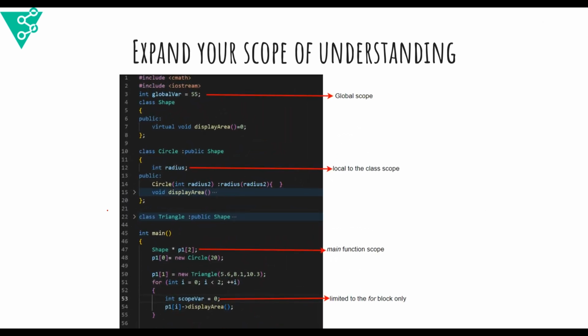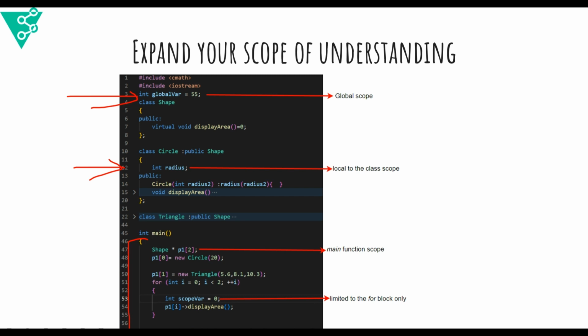Let us drive through an example. Here, this is a program, and at line number 3, you have declared a variable called int global var assigned to 55. Since this is declared above all the blocks, this is going to be a global variable. And then the radius at line number 12 is declared inside a class, therefore the scope is local to the class. Now inside the main method, you have declared an object of shape. The scope of this is going to be throughout this main function.